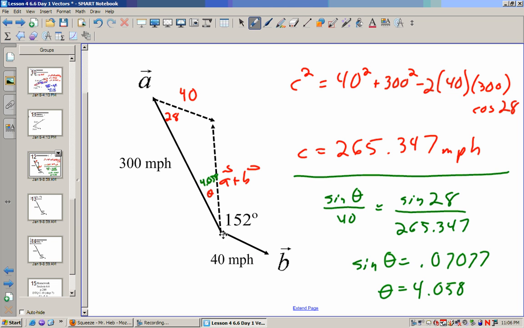Which makes sense. If a plane is flying through the air, it's not going to go off course a lot, but 4 degrees would make a difference in where it lands.